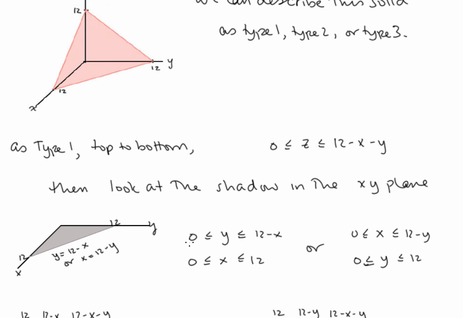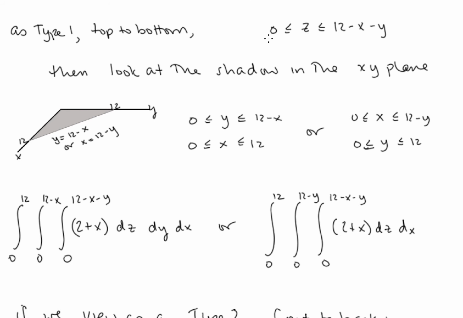We could say y goes from 0 to 12 minus x, and with that, x goes from 0 to 12. Or we could say x goes from 0 to 12 minus y, and with that, y goes from 0 to 12. So again, here are the bounds on z, using the given plane and the xy plane as our top and bottom surfaces. So those are going to be our bounds on z, and z will be our inner variable on both of these integrals. But now we could then choose to integrate on y going from 0 to 12 minus x, and then x going from 0 to 12. Or we can have x going from 0 to 12 minus y, and then y going from 0 to 12. So far we have 2 iterated integrals that describe the mass that we're looking for.